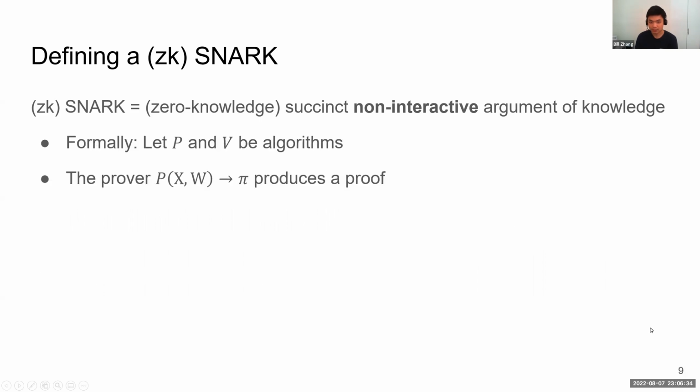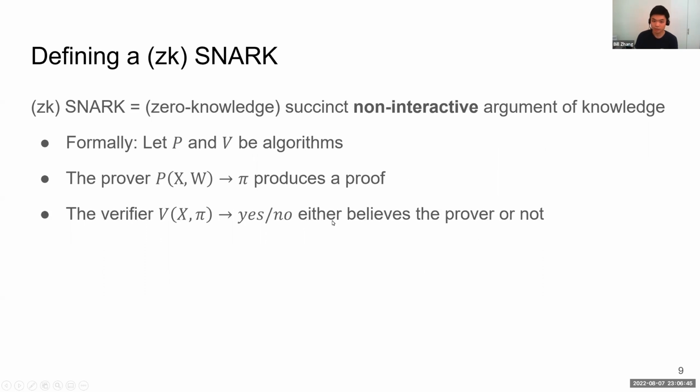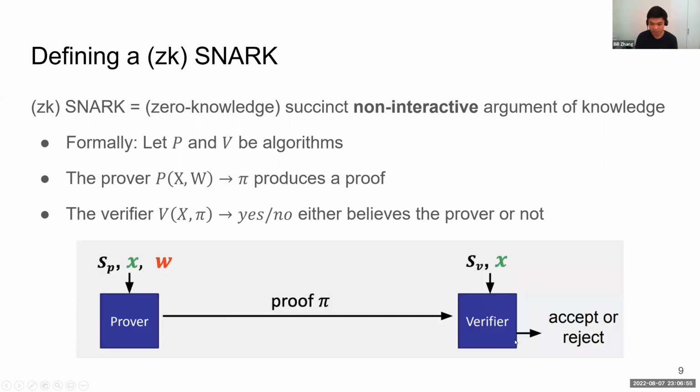And then when we formalize this, we can substitute the prover and the verifier with algorithms. So the prover becomes an algorithm that takes in as input X and W and produces this proof, which is just a string. The verifier accepts the string along with the public instance and then outputs either yes or no, whether they believe the prover or they do not. And so you can sort of see an illustration of this system right here.